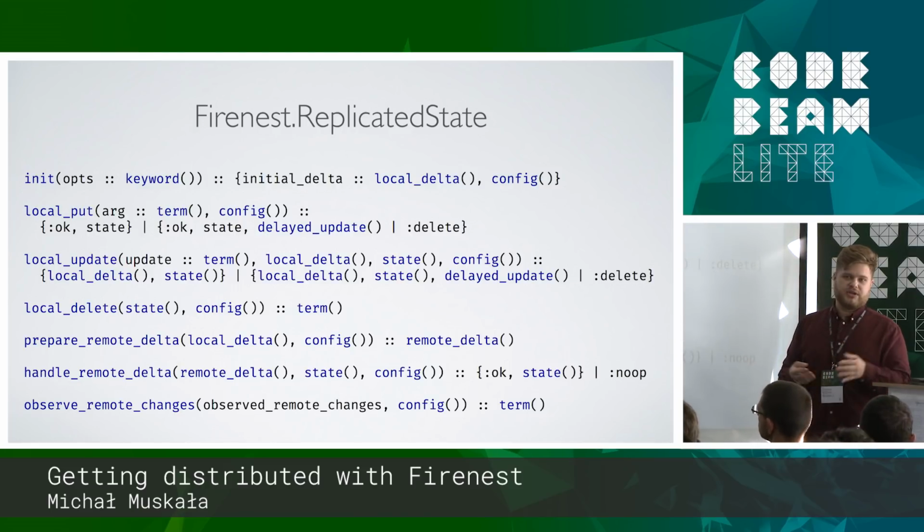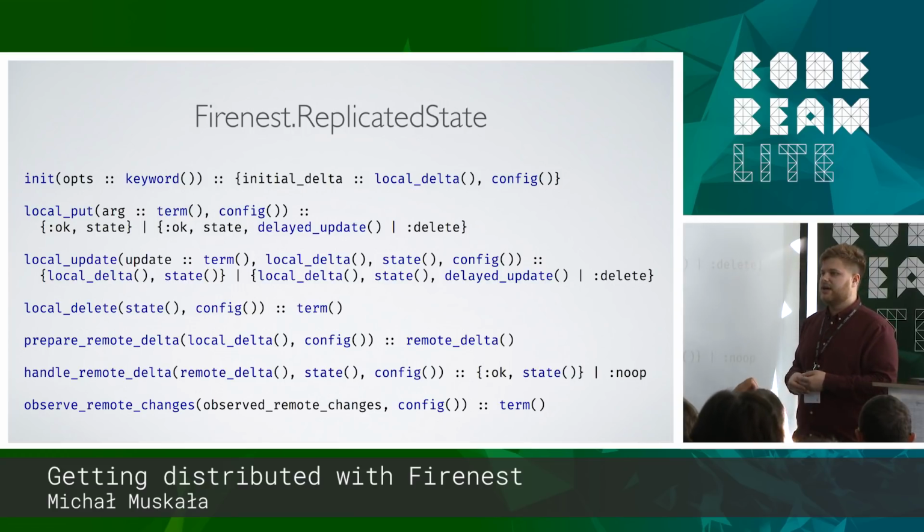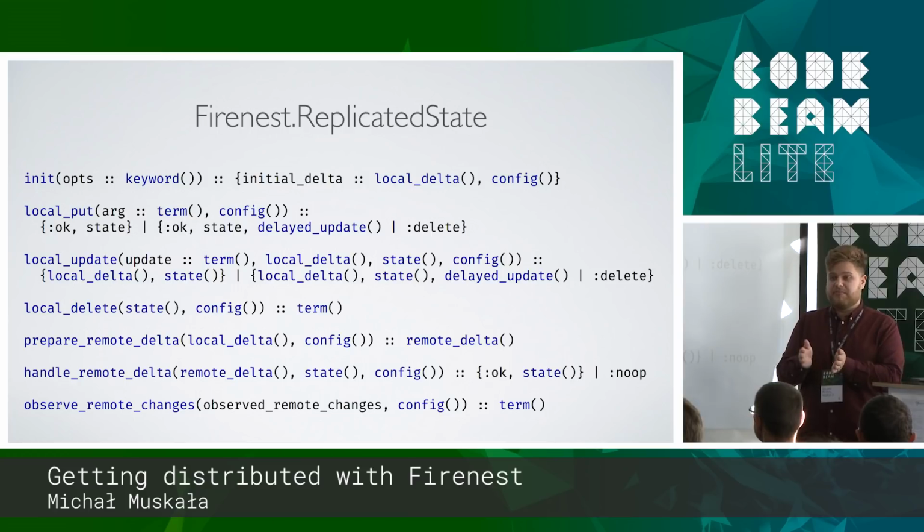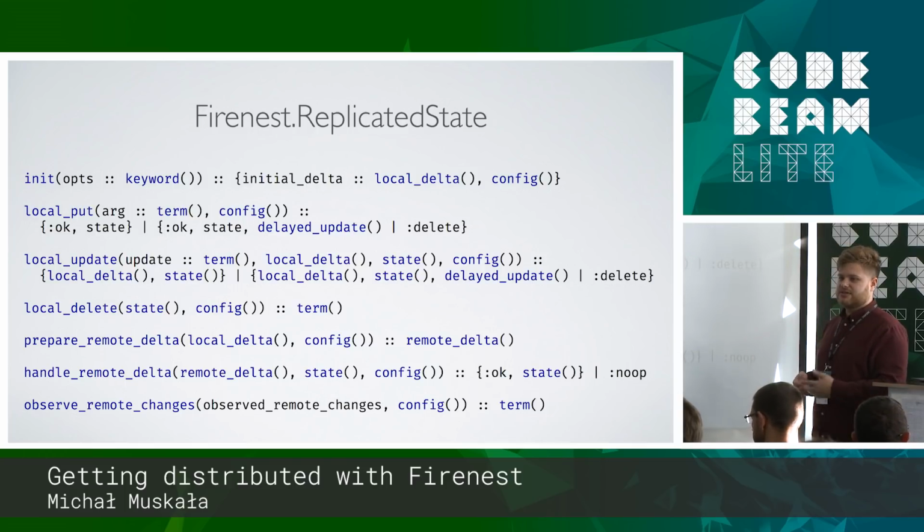The delta can be whatever you want it to be. For example, in case of presence, this might be a list of updates like joins and leaves. In case of a counter, it might be just a number. So we think it's quite flexible, and it will allow us to implement different operations efficiently.